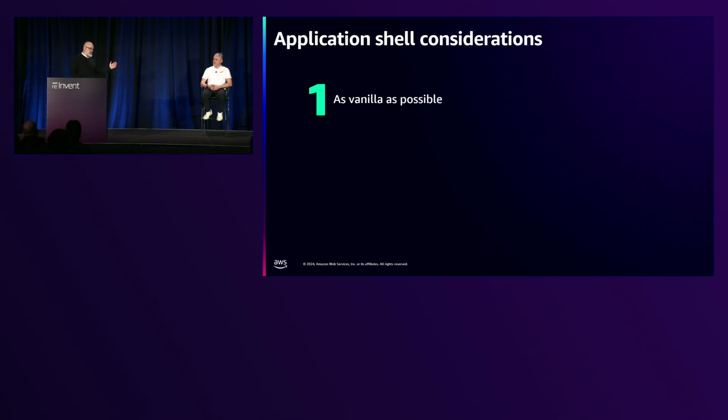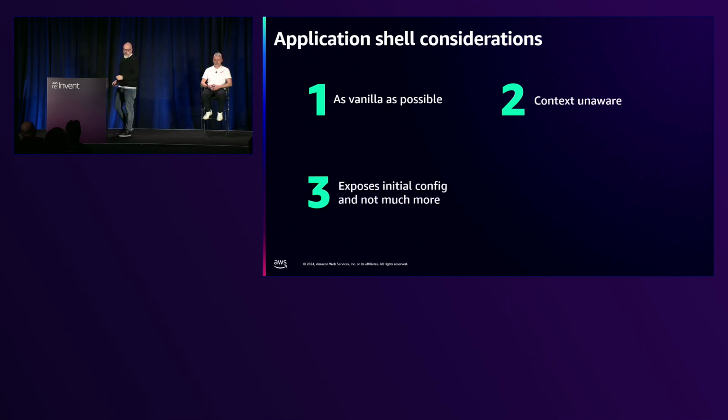Or if you want to migrate a different framework from, I don't know, React to Vue.js or vice versa. The second thing is that it has to be context unaware. Great rule of thumb: if your application shell is capable of loading your application, but also any other application, you are on a good path. Third one, expose initial configuration.